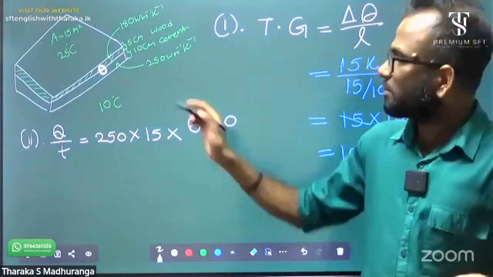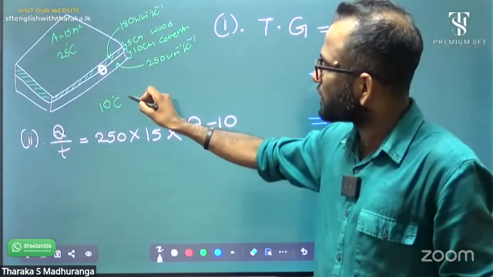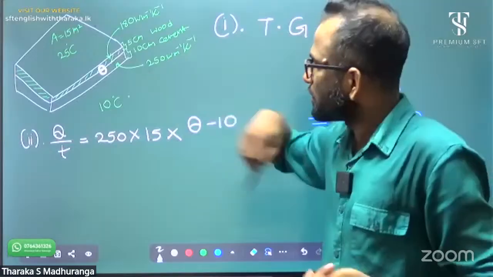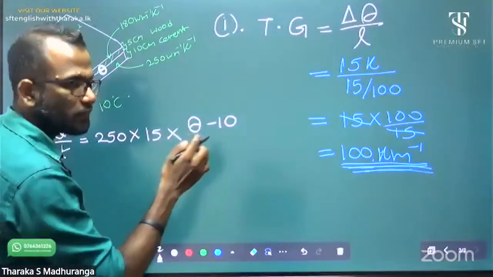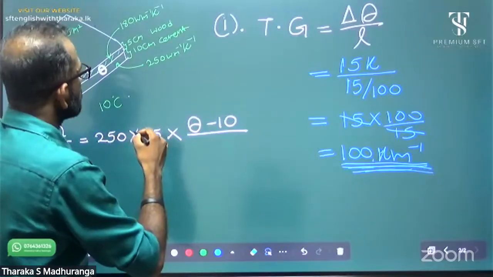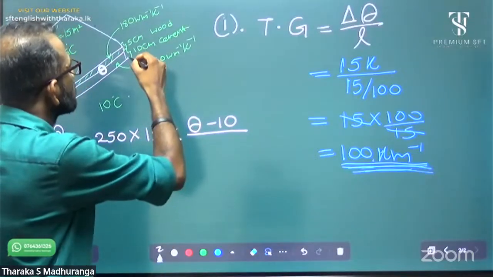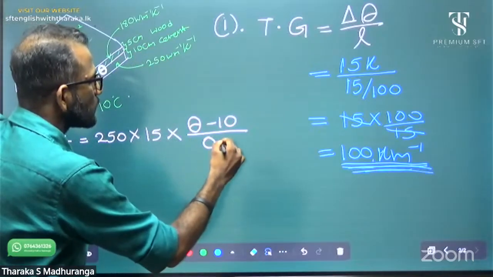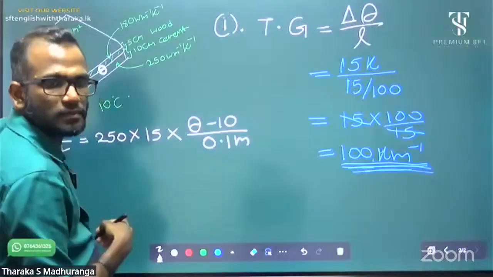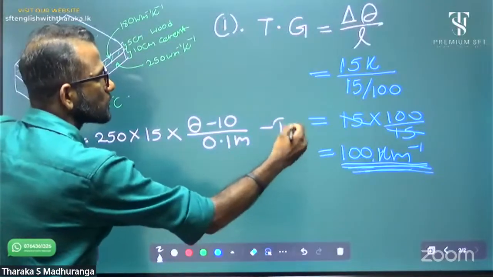The intersurface temperature is greater than 10 because it is in the middle: this side is 10 Celsius and this side is 25 Celsius. The theta is greater than 10, therefore theta minus 10 is the temperature difference. Divide by the length. The cement wall thickness is 10 centimeter, which means 0.1 meter. Right? This is my first equation.